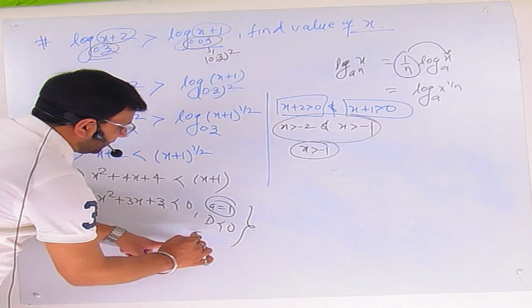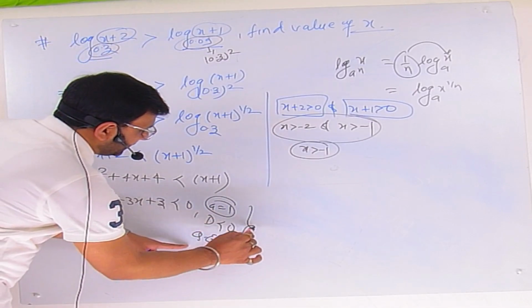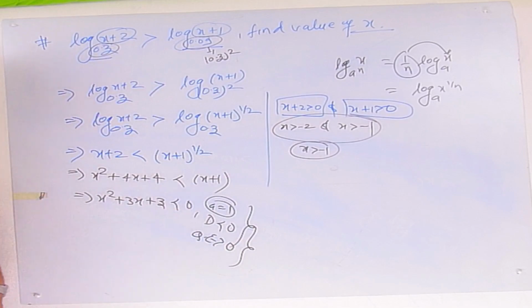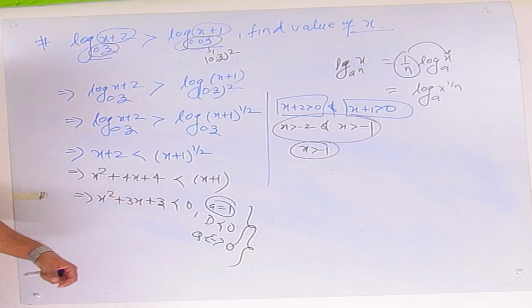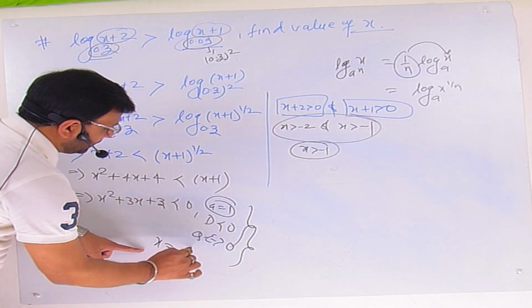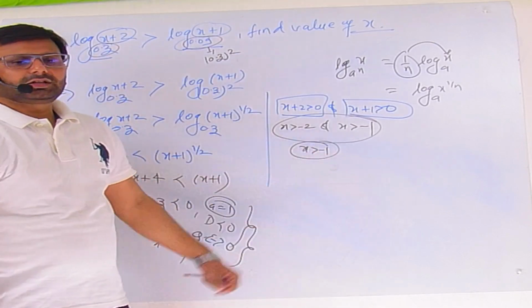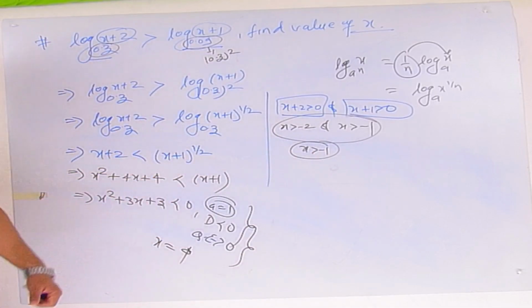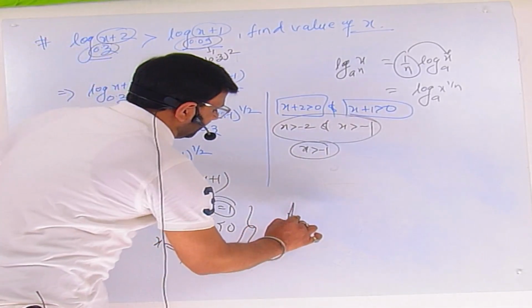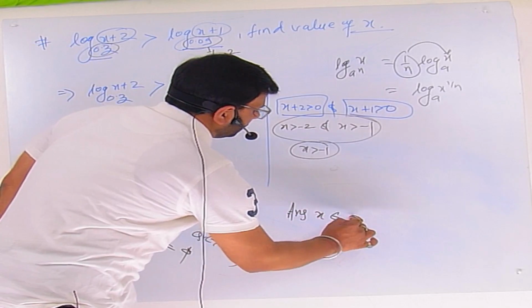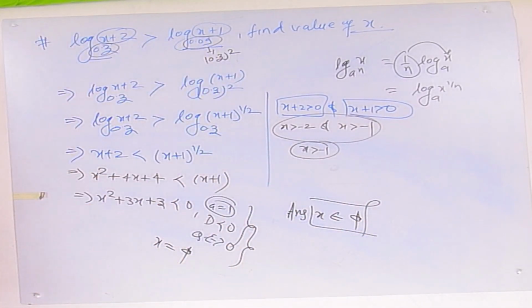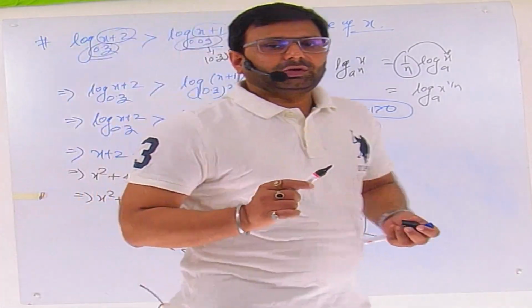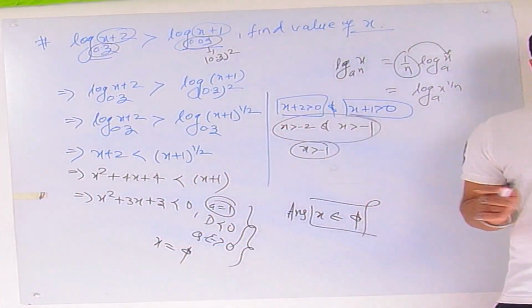So this quadratic expression is greater than 0, but here it is asking less than 0. So what is the value of x? There is no such value of x that satisfies this condition, along with x greater than minus 1. So what will be my final answer? The final answer is that there is no such value of x that satisfies this condition. Yes or no?